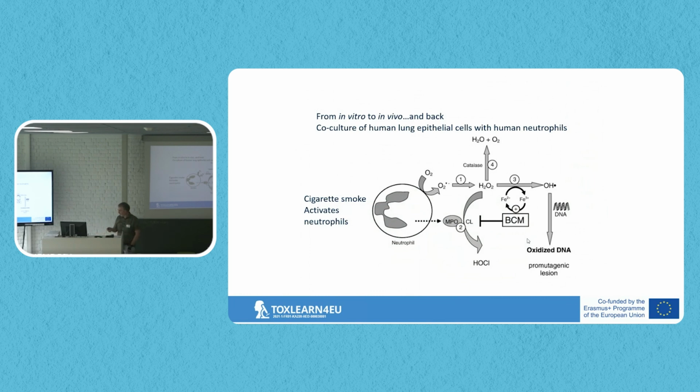And the hypothesis was that during inflammation, you make a lot of radicals, one of them is hydrogen peroxide. Hydrogen peroxide is actually converted into water by catalase, but it can also be used by MPO, myeloperoxidase. And what we saw was that if we add the beta-carotene metabolites, then we block this gene, which means that we have more hydrogen peroxide, and as a result of that, we have an increased Fenton reaction, leading to more hydroxyl radicals, and therefore more oxidized DNA.